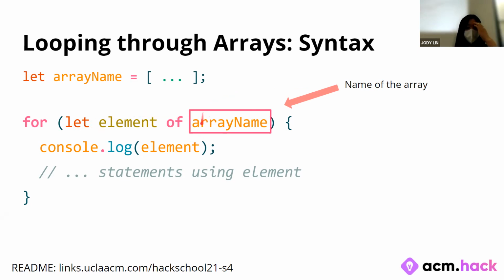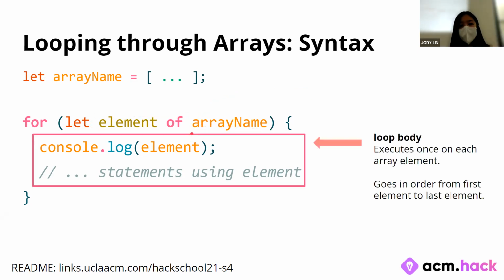So we say of array name right here. And then inside the curly braces, we have something called the loop body. So this is just code. It can be any number of lines. Right now we just have one. And this code executes on each array element. And remember I said we access that element through the name right here. So this will perform this code on each item in order from the first item in our array to the last one. So it just goes left to right. It doesn't jump around. It doesn't go backwards. All right, so that is our loop body.